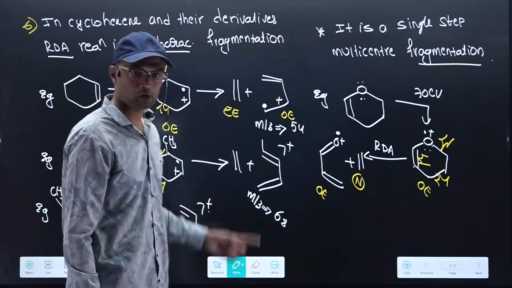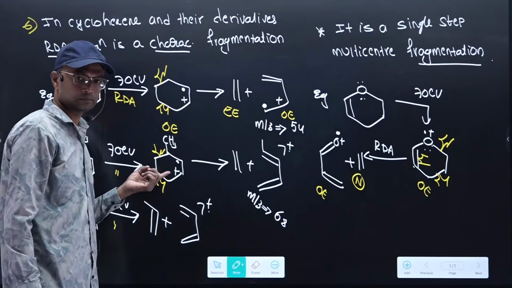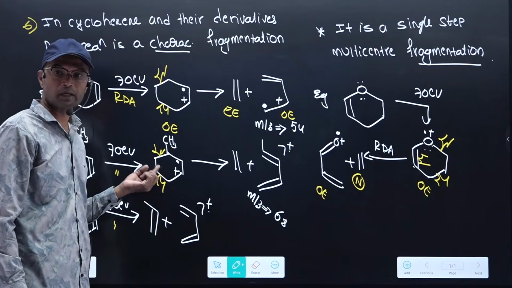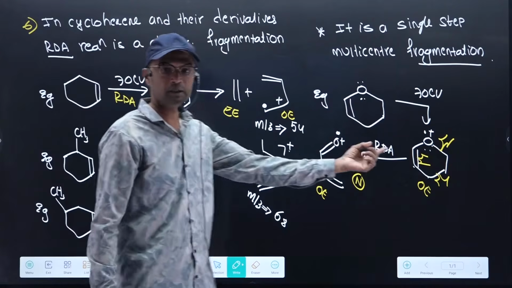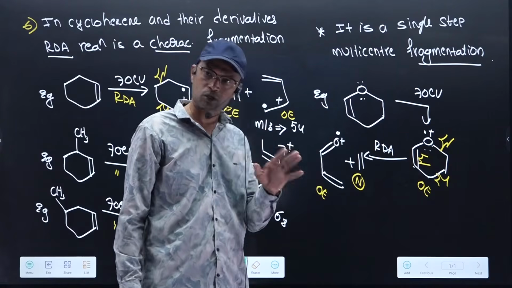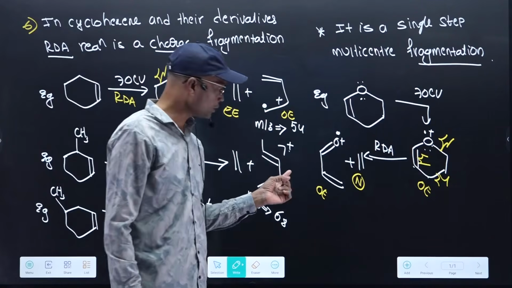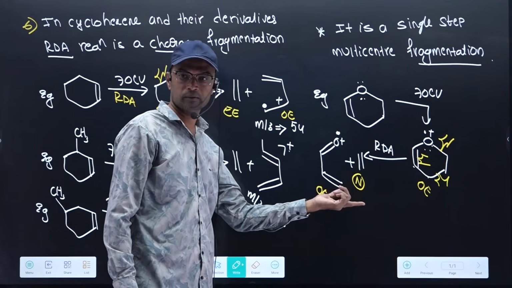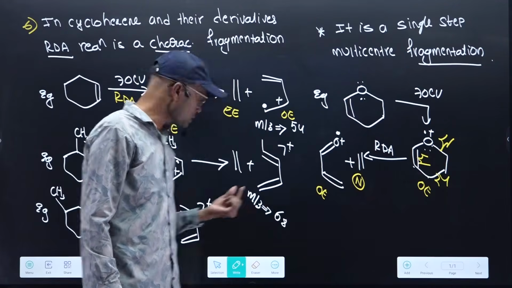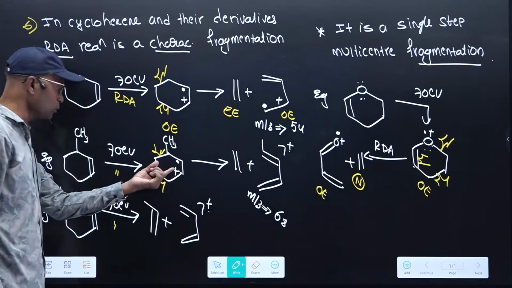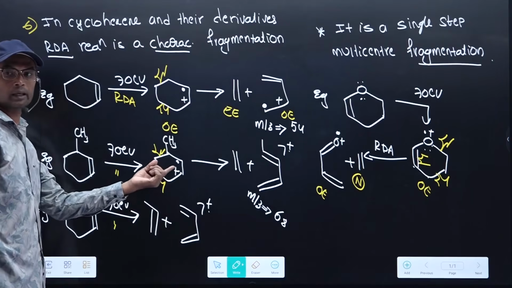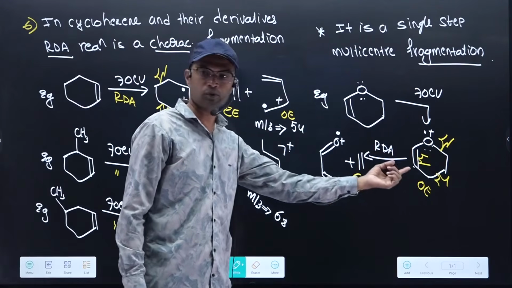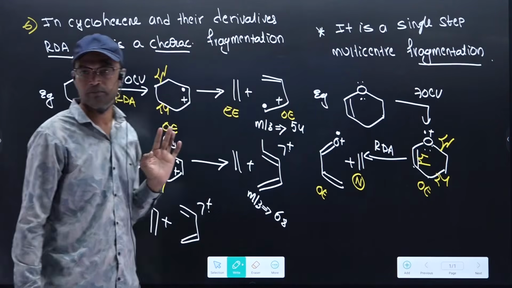Possible? Here how many centers am I cleaving at a time? Only 2 centers at a time. But here how many centers am I cleaving? 3 centers. That is also retro-Diels-Alder. Is it diene or not? And what is this? Dienophile. But in this case we are generating molecular ion by removing an electron from pi. From the pi bond we removed one electron. But here we removed one electron from non-bonding. That is the difference.